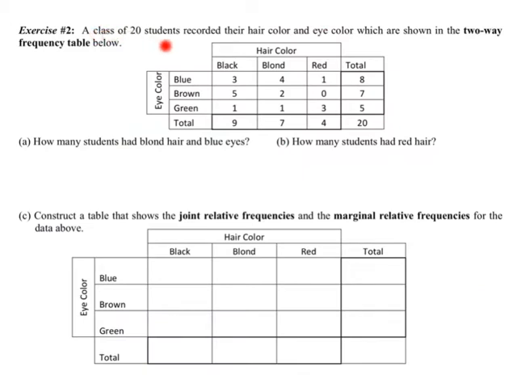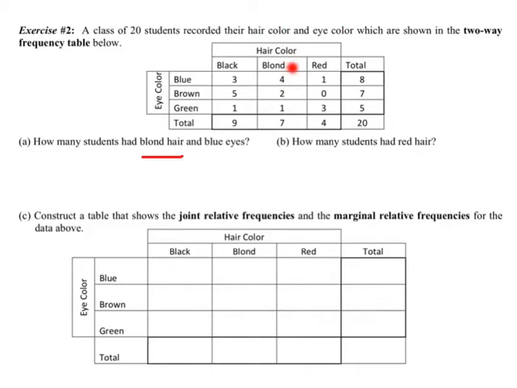A class of 20 students recorded their hair color and eye color, which are shown in the two-way frequency table below. I want to know how many students had blonde hair and blue eyes. Because we started with the word blonde hair, we're going to go to the hair column in the blonde category, and we're going to go to where it says blue eyes. So start at the blonde hair category, move down to blue eyes, and we're going to say 4.